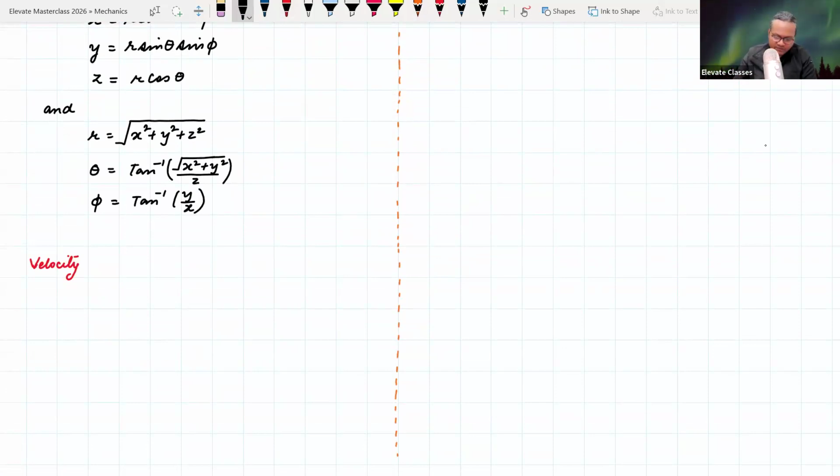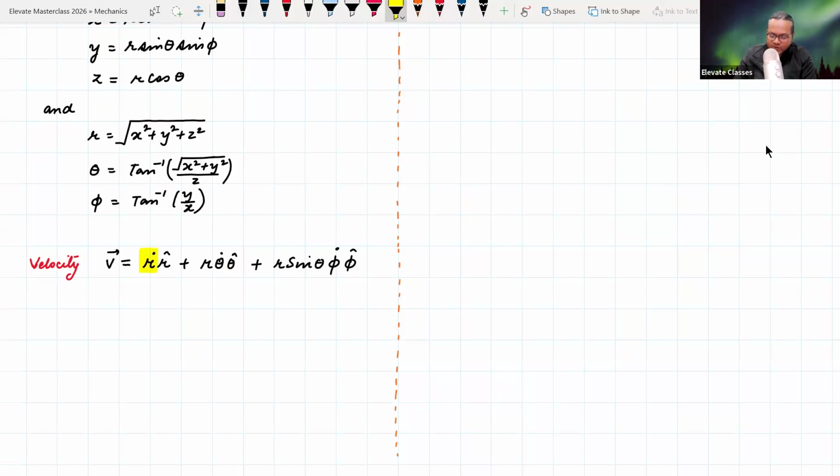Okay, so the velocity vector is given by v is equal to, first, both are the same as polar: r dot r cap and r theta dot theta cap are the same. The next is r sine theta phi dot phi cap. So this is your radial speed, this is your transverse speed, and this is your azimuthal speed. Okay, this is a new thing that you have now, azimuthal speed.